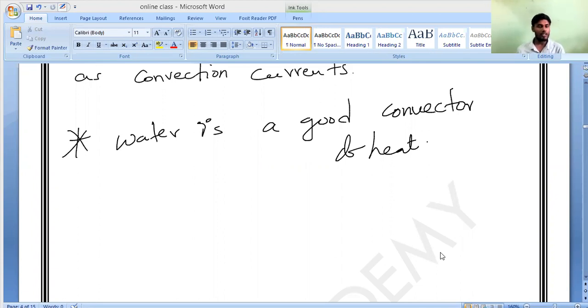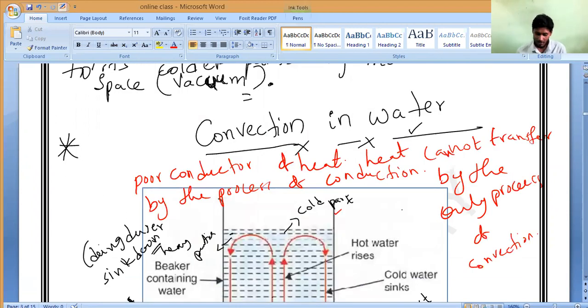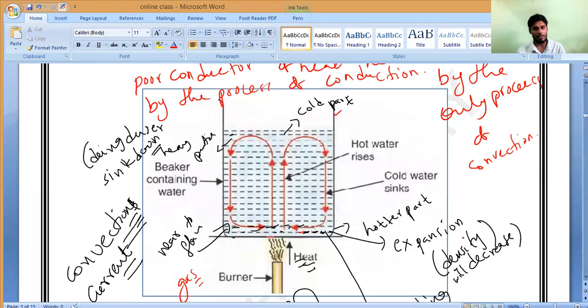Remember, convection does not occur if the water is heated at the top. Why? Suppose I start heating at the top, what will happen? Observe in this picture. If I start heating at the bottom, lighter particles will go upwards and denser particles will come downwards. If I start heating at the top, what will happen? Those particles themselves will gain the heat energy. Understand?